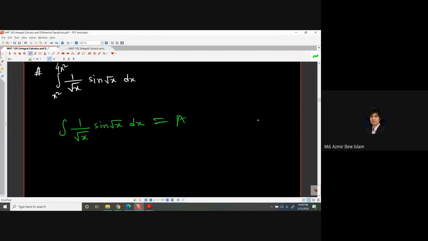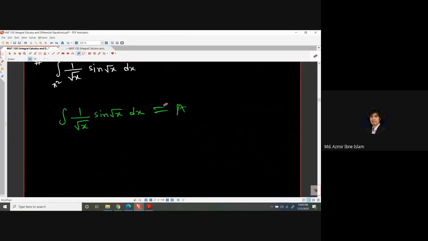Okay, so let's try to find this integral at first. Again, we don't have a direct formula for this one. So we can take the help of the U-substitution method. Let's take any function that may or may not be suitable. That's why the substitution method is called a trial and error process.